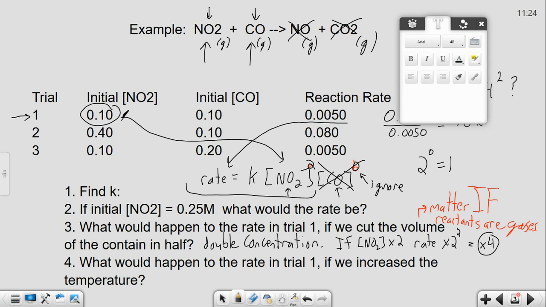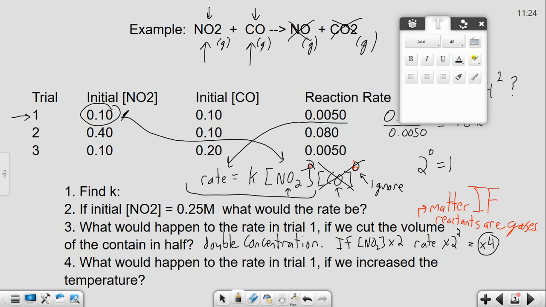So you can see why this would be handy if you were trying to do gas chemistry on an industrial scale. Let's say you were trying to create some kind of ammonia gas for use in farming. If you know that you just have to compress things and it increases your rate 4 times, you can create a lot more stuff a lot faster, which is very handy if you're doing stuff industrially and trying to make money off it. Number 4, what happens to the rate in trial 1 if we increased the temperature?